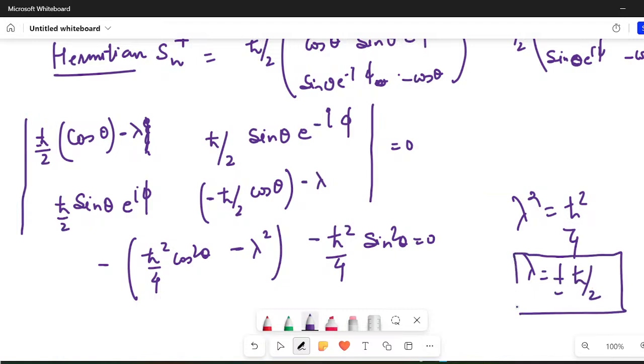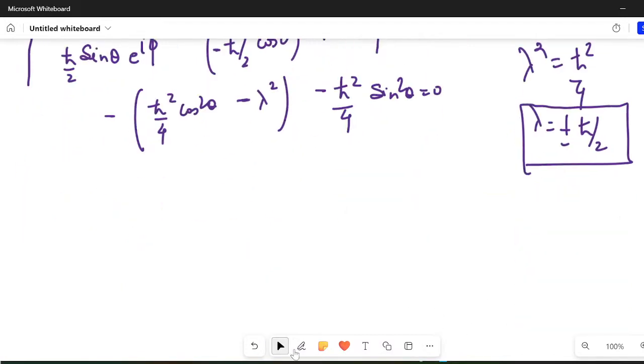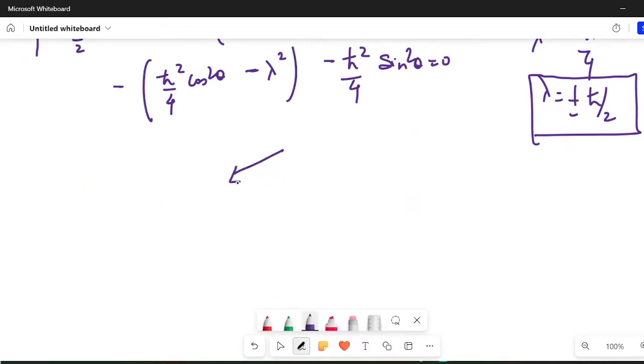So there would be two distinct eigenvalues here, and corresponding to these two distinct eigenvalues, I'm going to have two distinct eigenvectors, and they're going to form a set of orthonormal eigenvectors. Let us see how. So corresponding to these two, you'll have this thing.